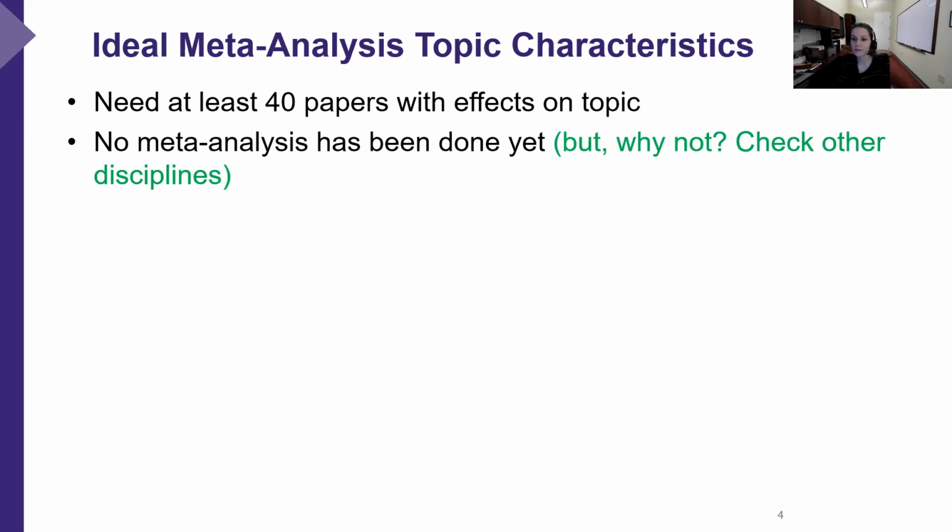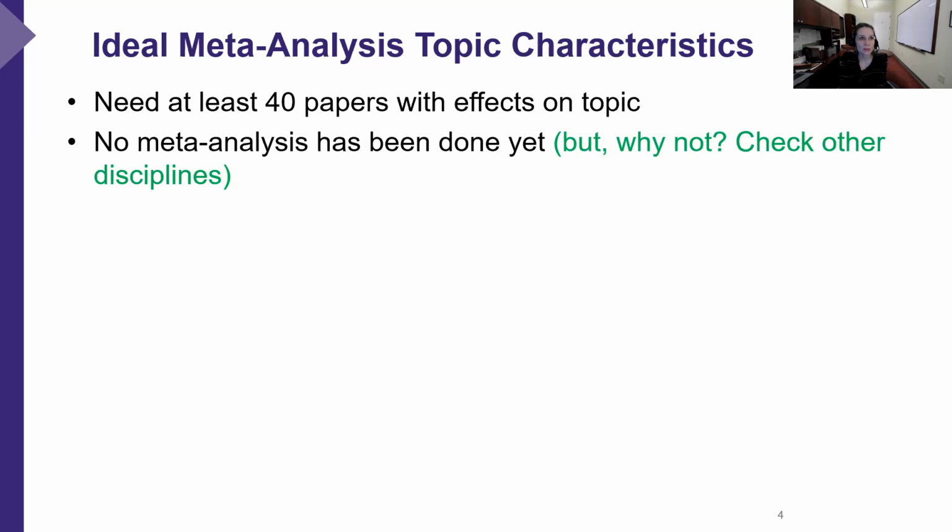Check if a meta-analysis on this topic has been done. We get excited if it hasn't been done, but if it hasn't been done, then you have to ask the question of, okay, if it's such an obvious topic to you to do a meta-analysis, why hasn't it been done? So maybe it's an old construct that people just don't care about anymore. Maybe it's not done because there aren't enough studies.